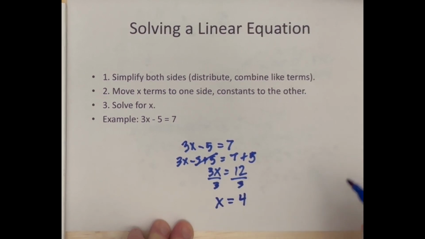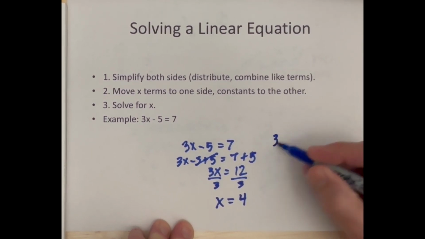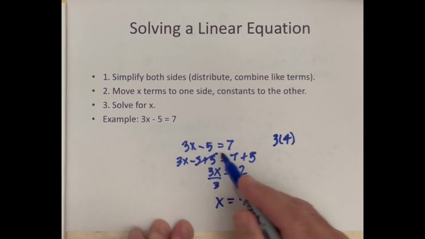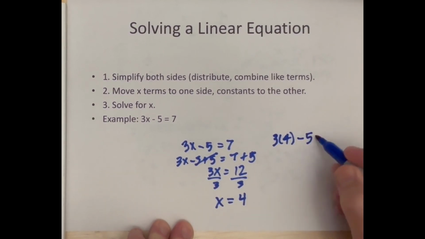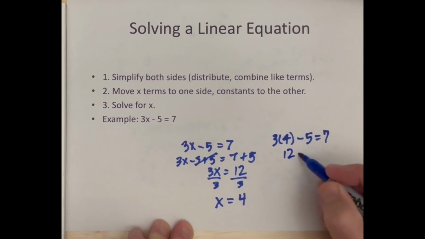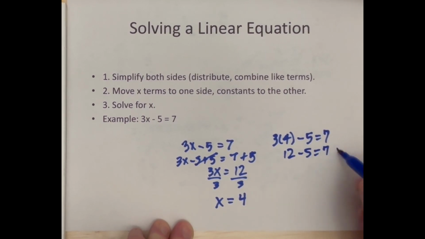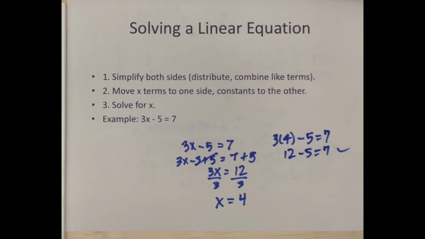That's our answer. Now let's check that. So 3 times 4, we're putting it back in this original equation, minus 5 is equal to 7. So that's 12 minus 5. That does equal 7. So that checks.